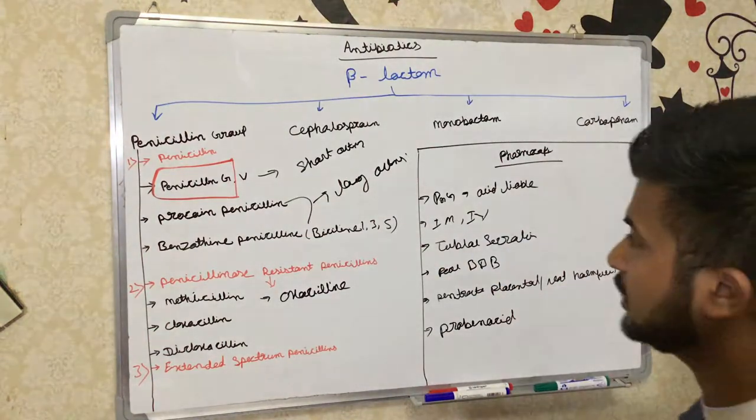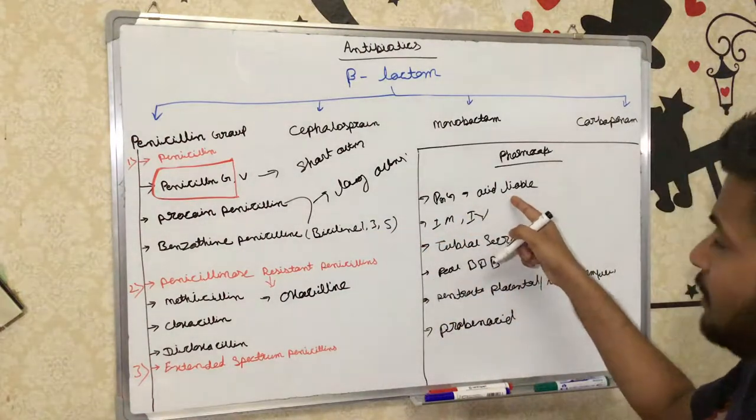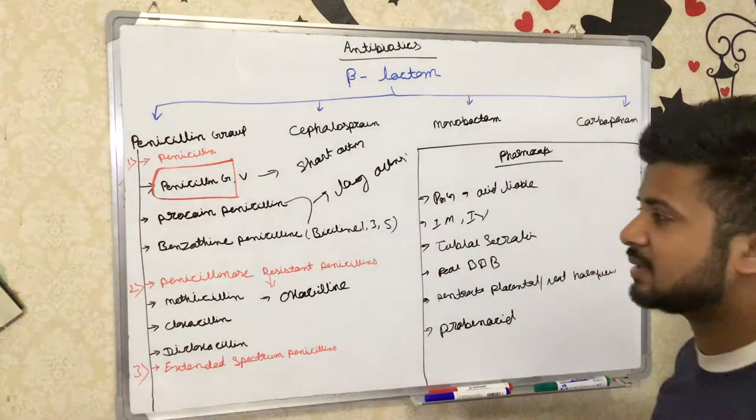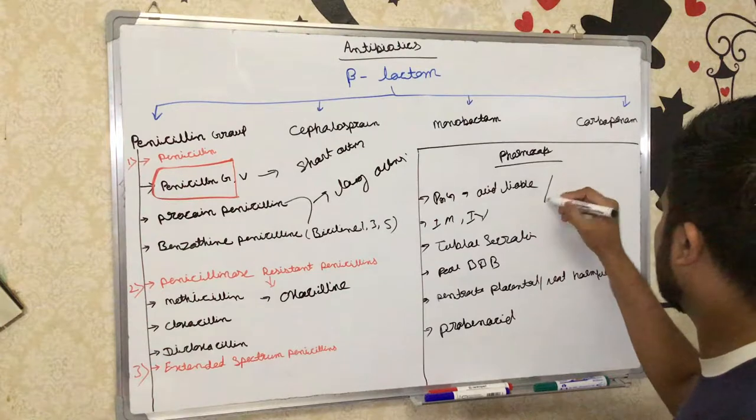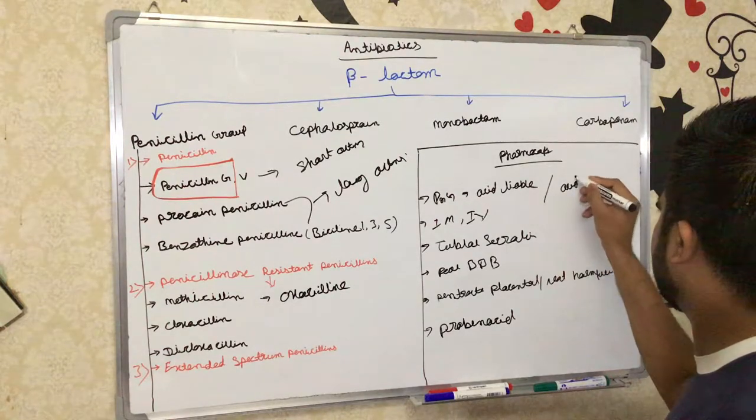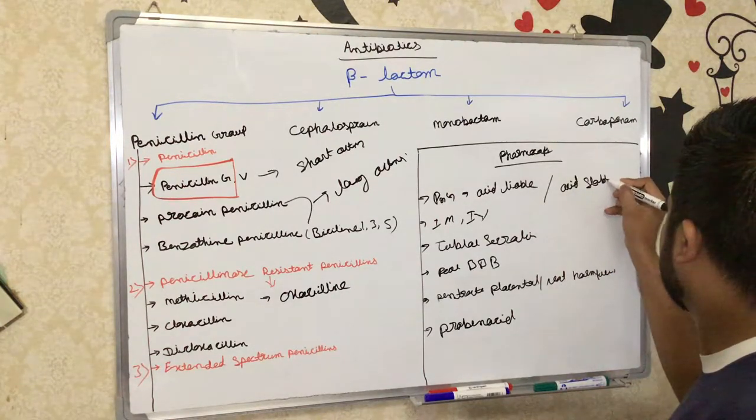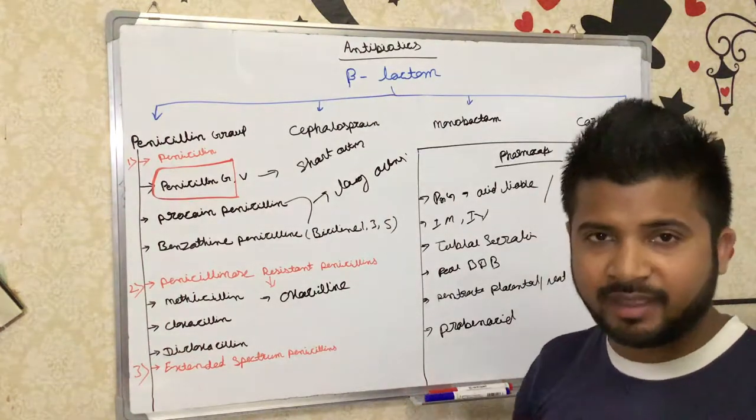Just one difference: penicillin G is acid labile, and penicillin V, benzathine penicillin are acid stable. That is the main difference, and everything else is the same.